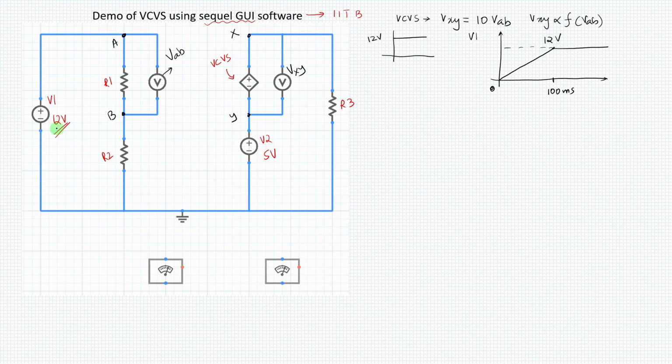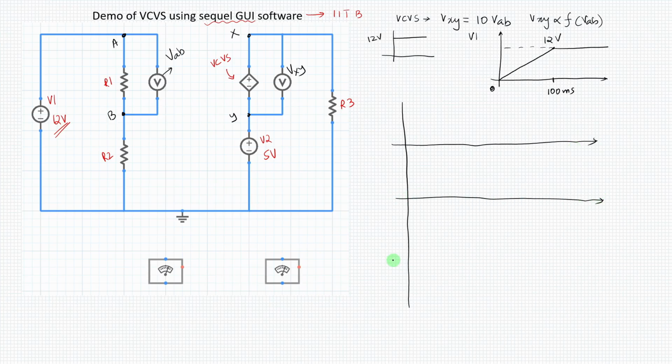Let us see what graph you might expect. So let's plot the graphs. Understanding graphs in any electrical engineering is very important. You should all understand how to plot graphs. Let me first plot the graph of V1. I've told you V1 will look something like this, and at 100 milliseconds it will become 12 volts. It will gradually increase like this.